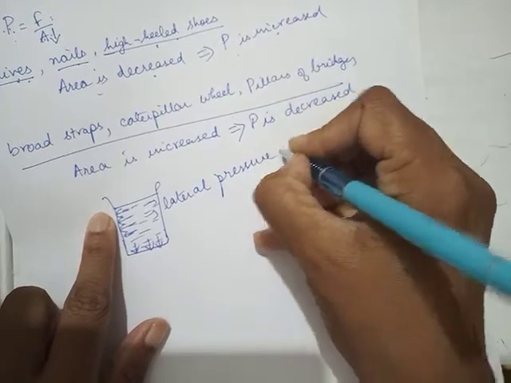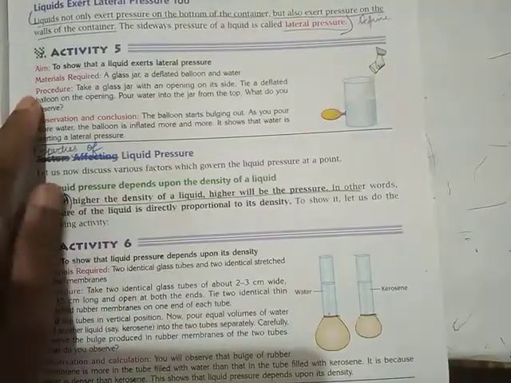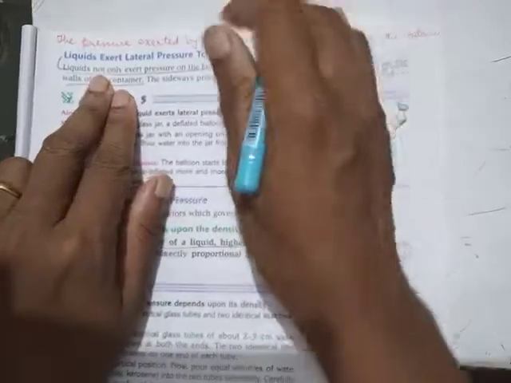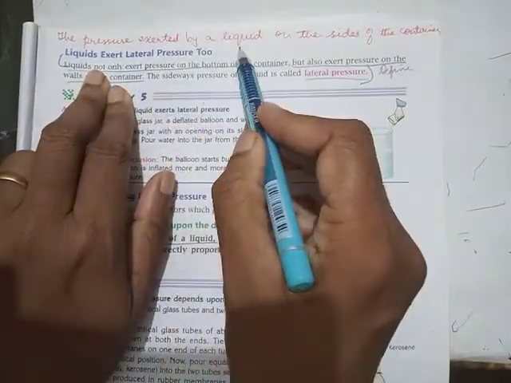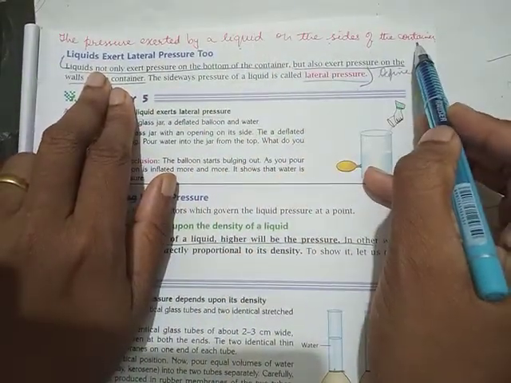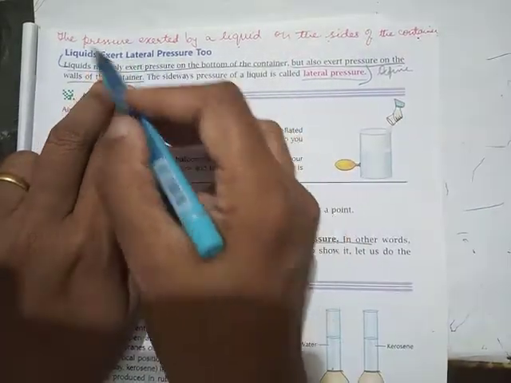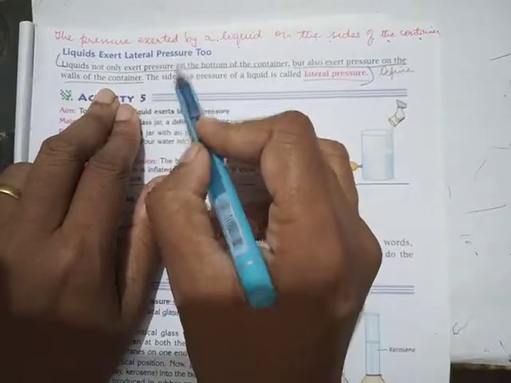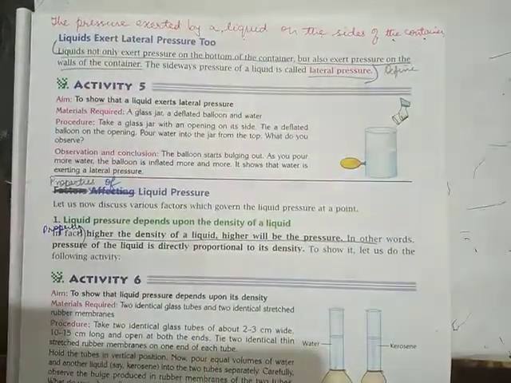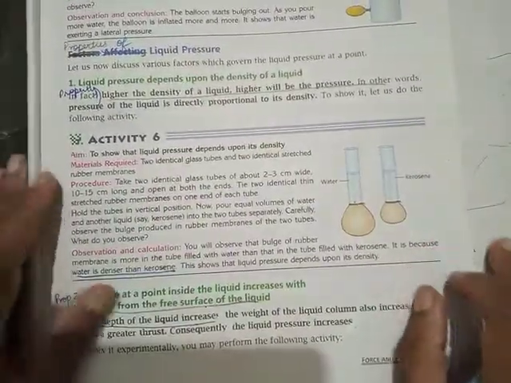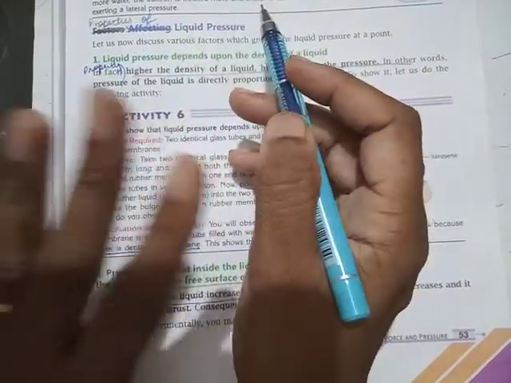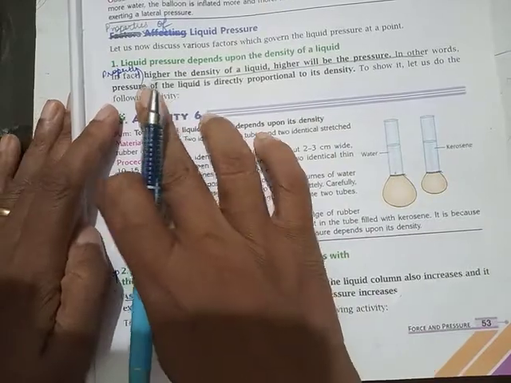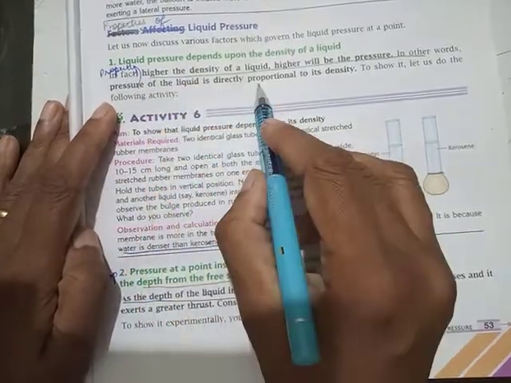So what is lateral pressure, or define lateral pressure, can be a question. If you want, you can write it short like this: pressure exerted by a liquid on the sides of the container. Lateral pressure is the pressure exerted by a liquid on the sides of the container. Or if you want, you can write this, which is in a more detailed manner. Then there are 5 properties of liquid pressure. Now, as I told you, you have to memorize it. Property 1, higher the density of liquid, higher will be the pressure.